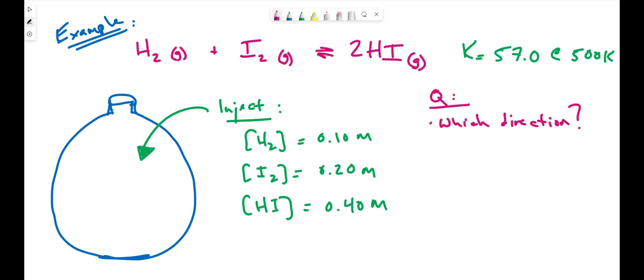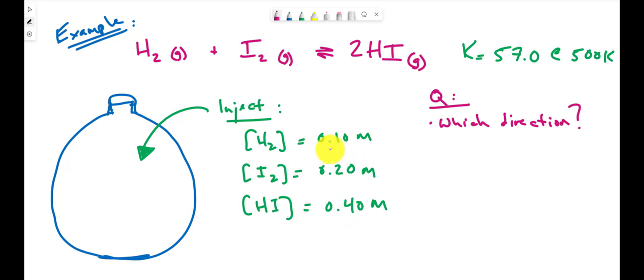So the first question we can ask is, how is this thing going to proceed? Which direction is it going to go? Are H2 and I2 going to make HI to reach equilibrium, or is HI going to decompose back into these to reach equilibrium? So let's look first at our intuition, knowing what the size of K is, given the reaction as it's written. Well, K is 57. Remember, if K is 1, that means we have equal parts products and reactants. If K is greater than 1, that means we have more products in the system at equilibrium than reactants.